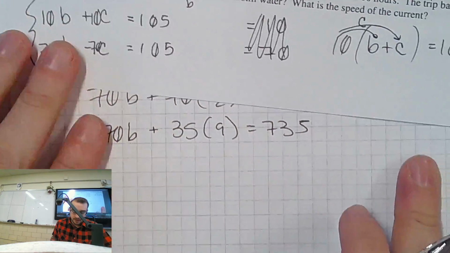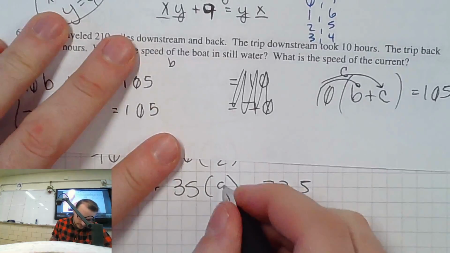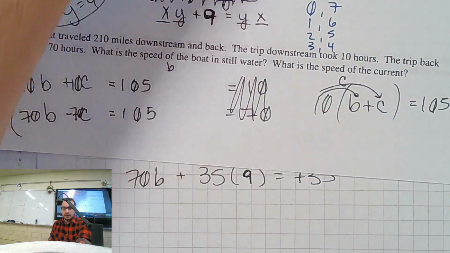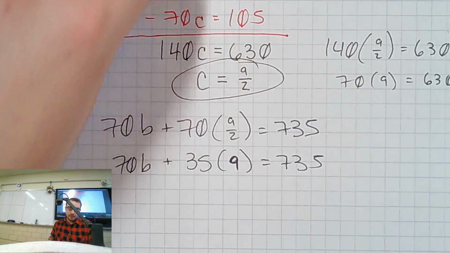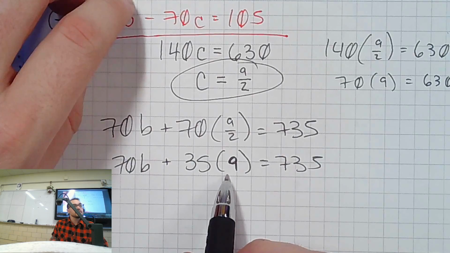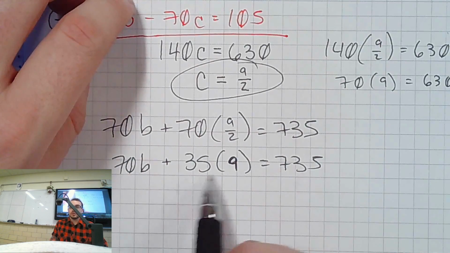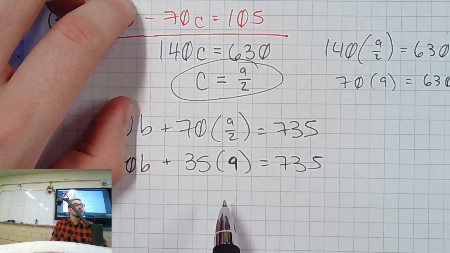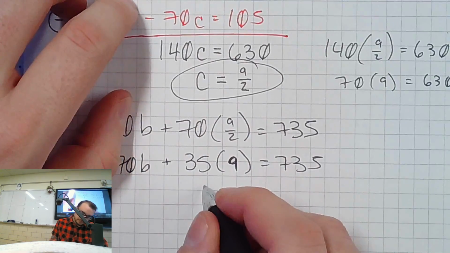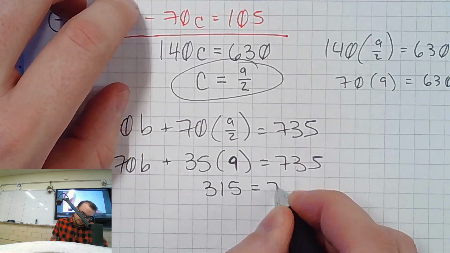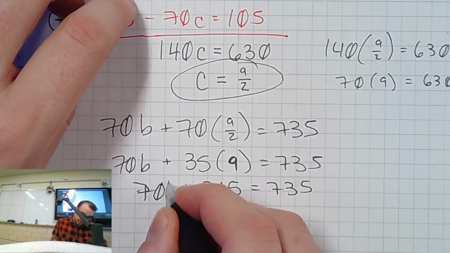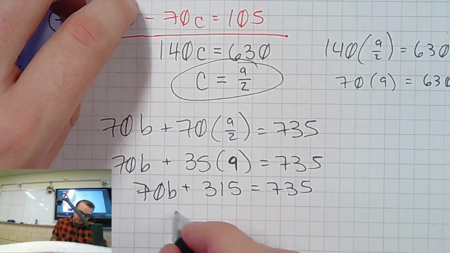All right, awesome. What's 9 times 35? What's 9 times 30? 9 times 3 is? Yep, so 27, so 270. What's 9 times 5? 270 plus 45. 315. Subtract 315.